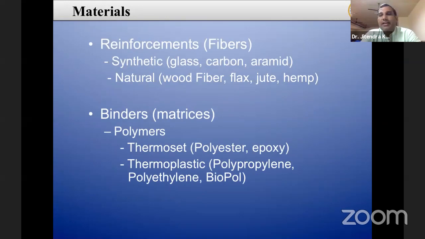So in the case of making any composite material, we need two things: one is called the matrix, and one is called the fiber. As I told you, fibers are of two types, natural fibers or synthetic fibers. Synthetic fibers are like glass, carbon or aramid, and natural fibers are like wood fiber, flax, jute or hemp. Nowadays, natural fibers are widely used, and that type of composite is known as a green composite, or sometimes a biocomposite, since it uses natural fiber. As binders, the matrix is mostly, in the polymer case, thermosets or thermoplastics.